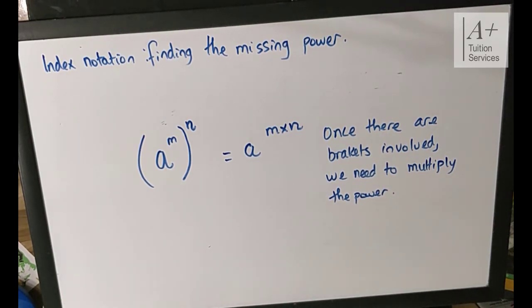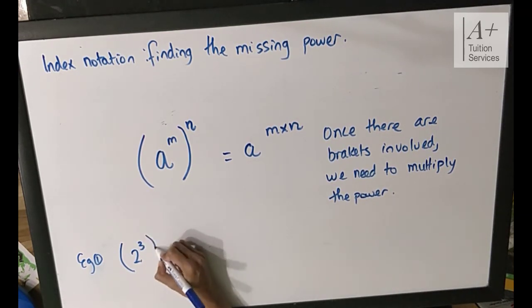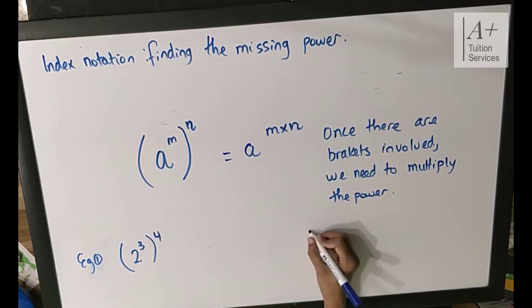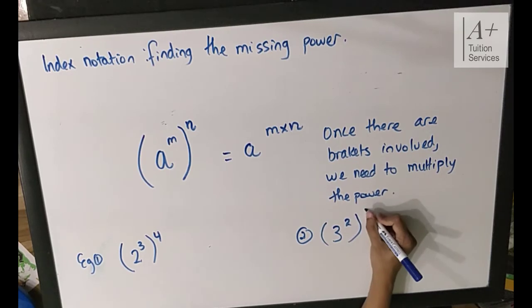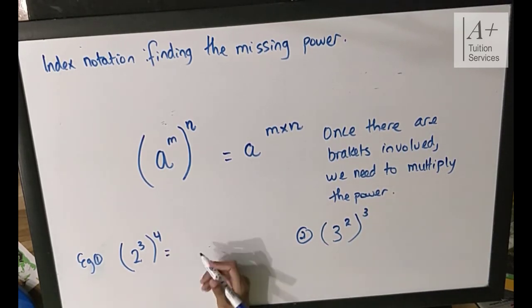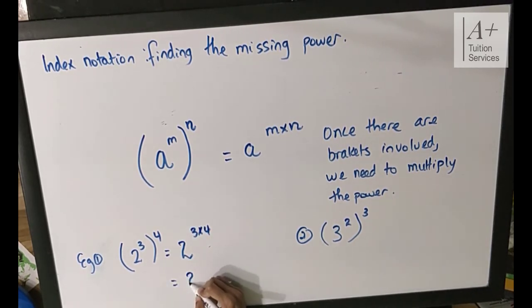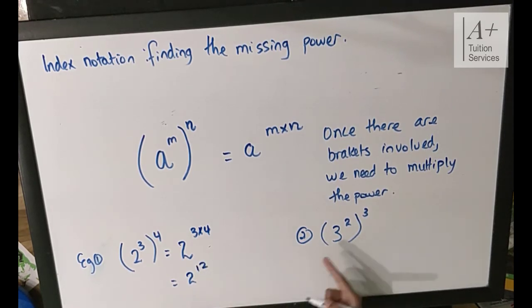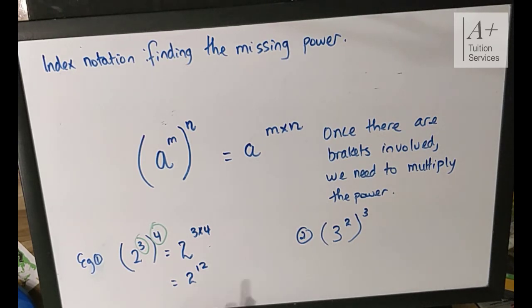So I have two examples. Example 1: I have 2 to the third power to the fourth power, and then example 2: 3 to the power of 2 to the power of 3. So this means 2 to the power of 3 multiplied by 4, 2 to the power of 12. And so we multiply the powers of 3 and 4. 3 fours are 12. So we end up with 2 to the power of 12.